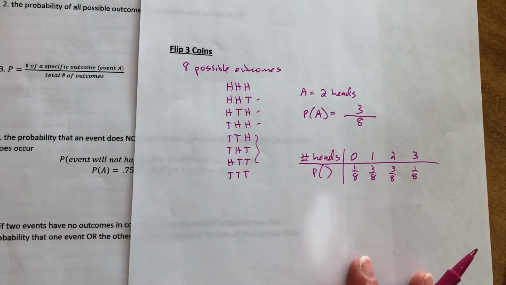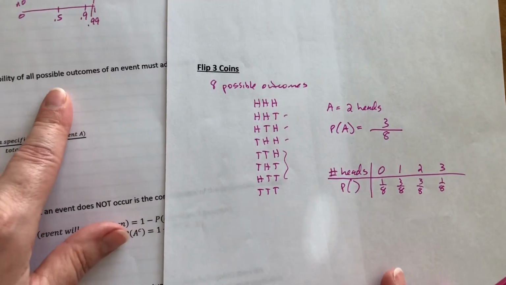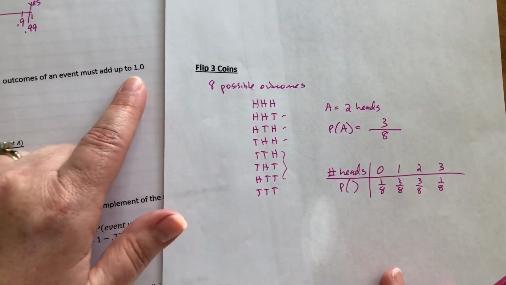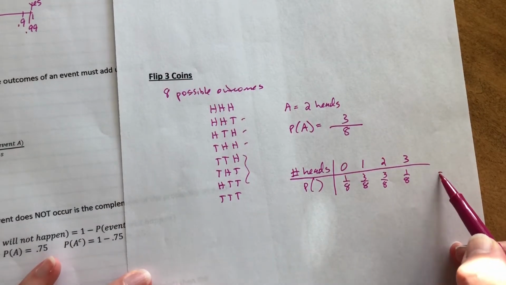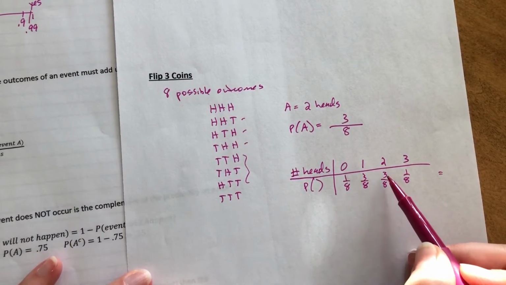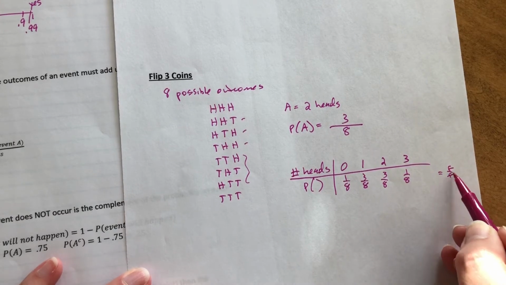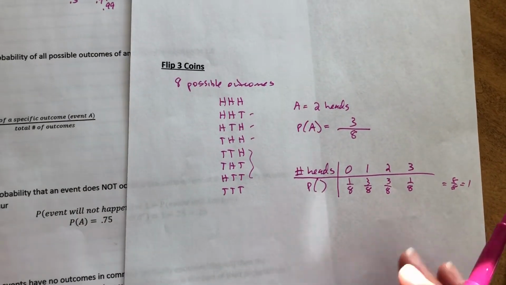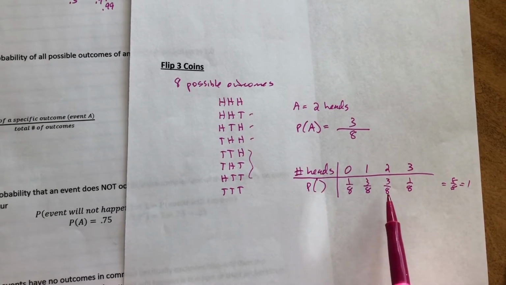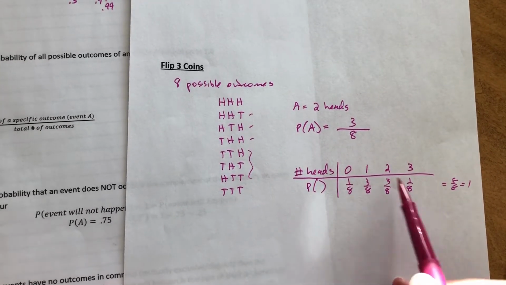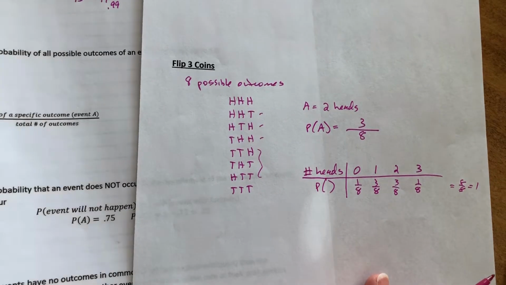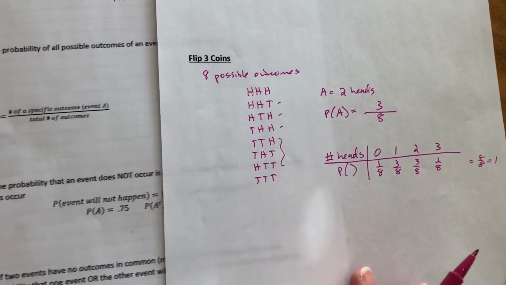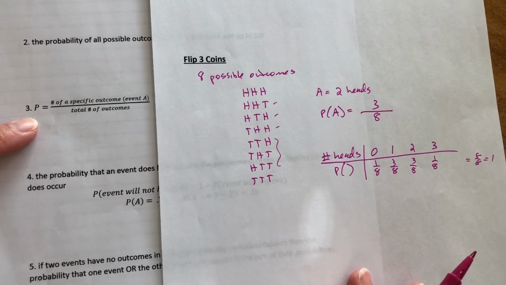Now if we go back to our other rules, the probability of all possible outcomes must add up to be 1. Do these add up to 1? 3, 4, 5, 6, 7. Yep, this is 8 eighths or 1. So I know that this is a good probability model because the probabilities of all my possible outcomes, which was the number of heads, add up to be 1. So that is rule number 3.